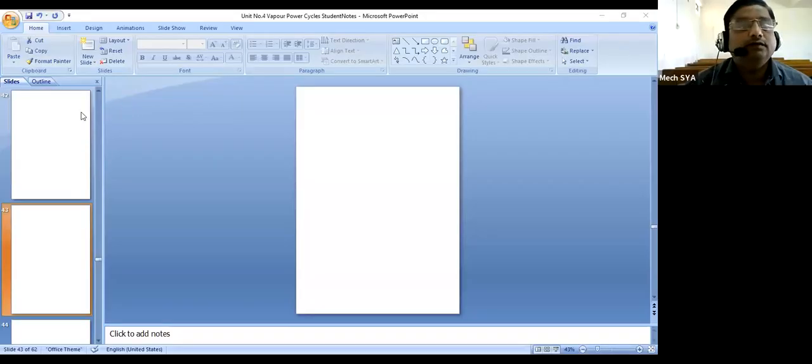So I think last lecture we have started some numericals. Is screen visible? So the numerical was given on the actual Rankine cycle. Okay, thank you, Asmita.